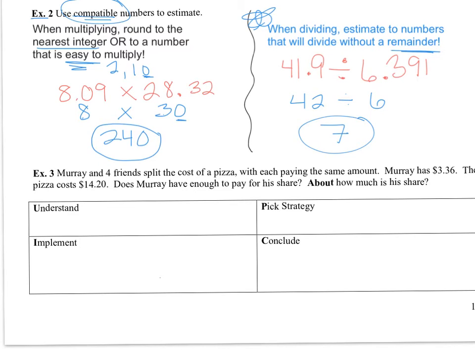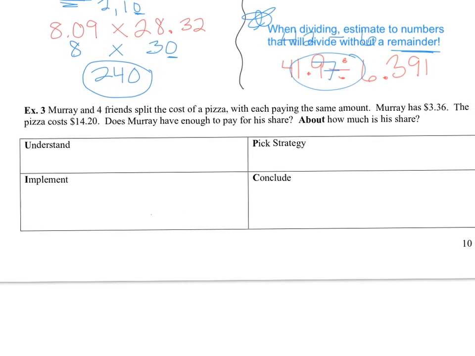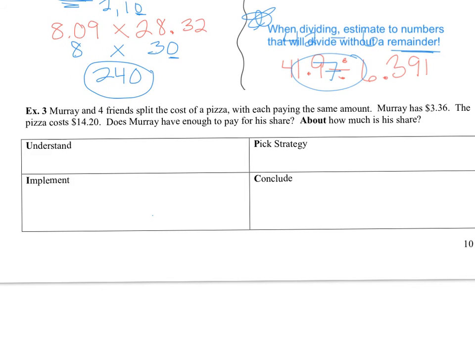All right, good job. Let's go ahead and look at our story problem down here on the bottom. They're wanting us to use U-pick. So let's go ahead and fill that in, and then I'm going to let you solve it on your own when it comes to implementing it. So let's read it. Murray and 4 friends. So that looks like important information that I need to highlight. Split the cost of a pizza, with each paying the same amount.